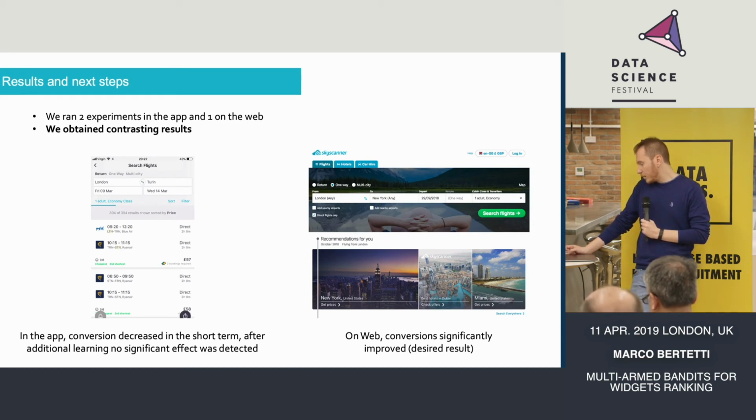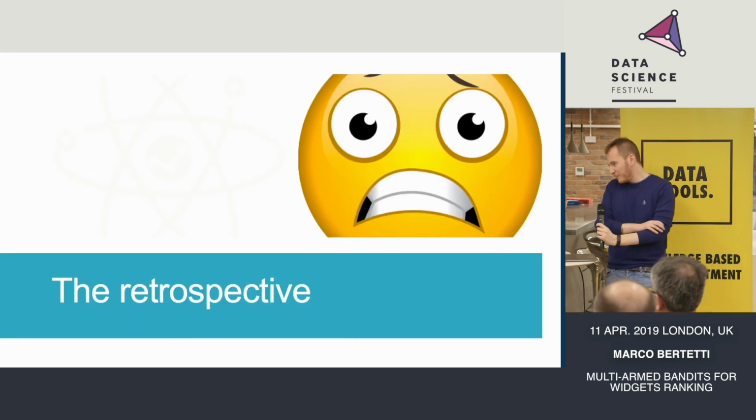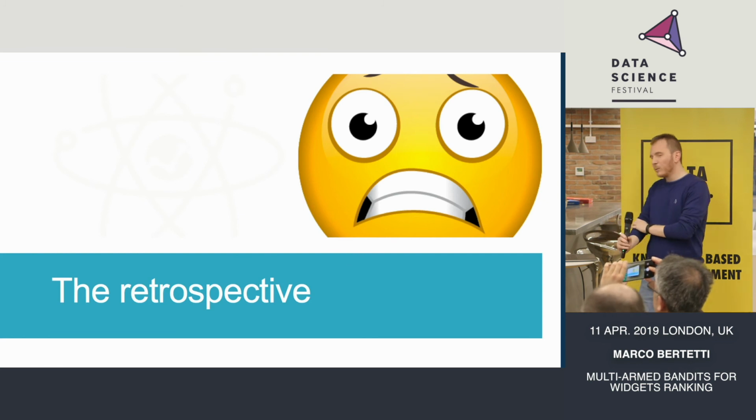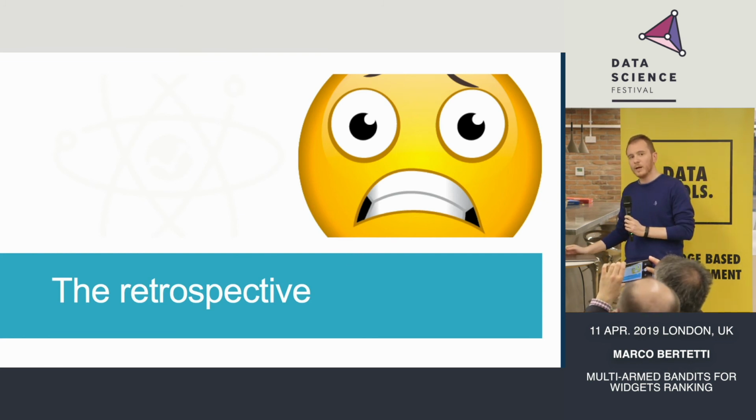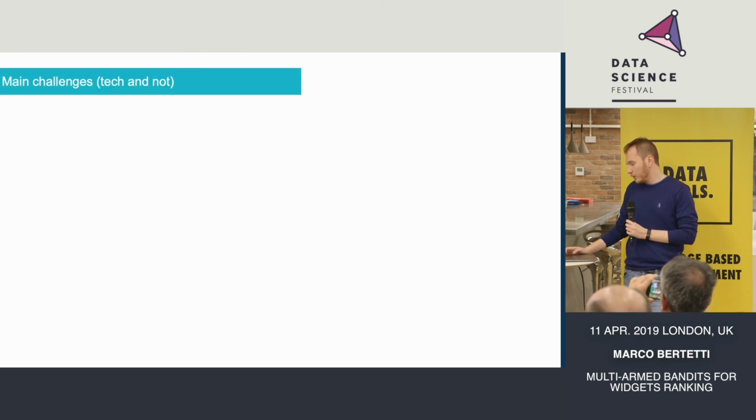So now, to close my talk, I want to share a couple of things that, as data scientists, maybe we don't like very much, but they're very important in a data science project, which is doing a retrospective. So what were the issues? What could have gone better? What could we have done differently, essentially? So let's go through the main challenges, which are a mixture of technical and non-technical.